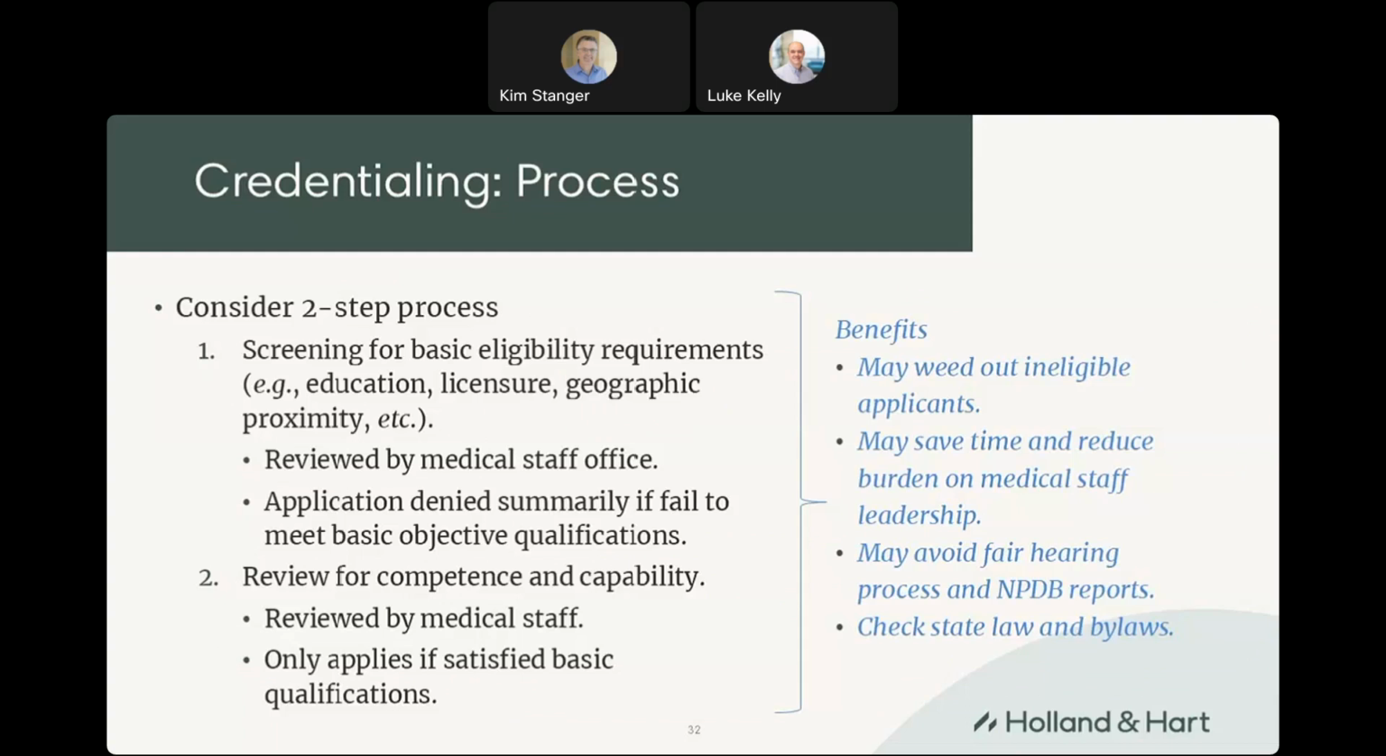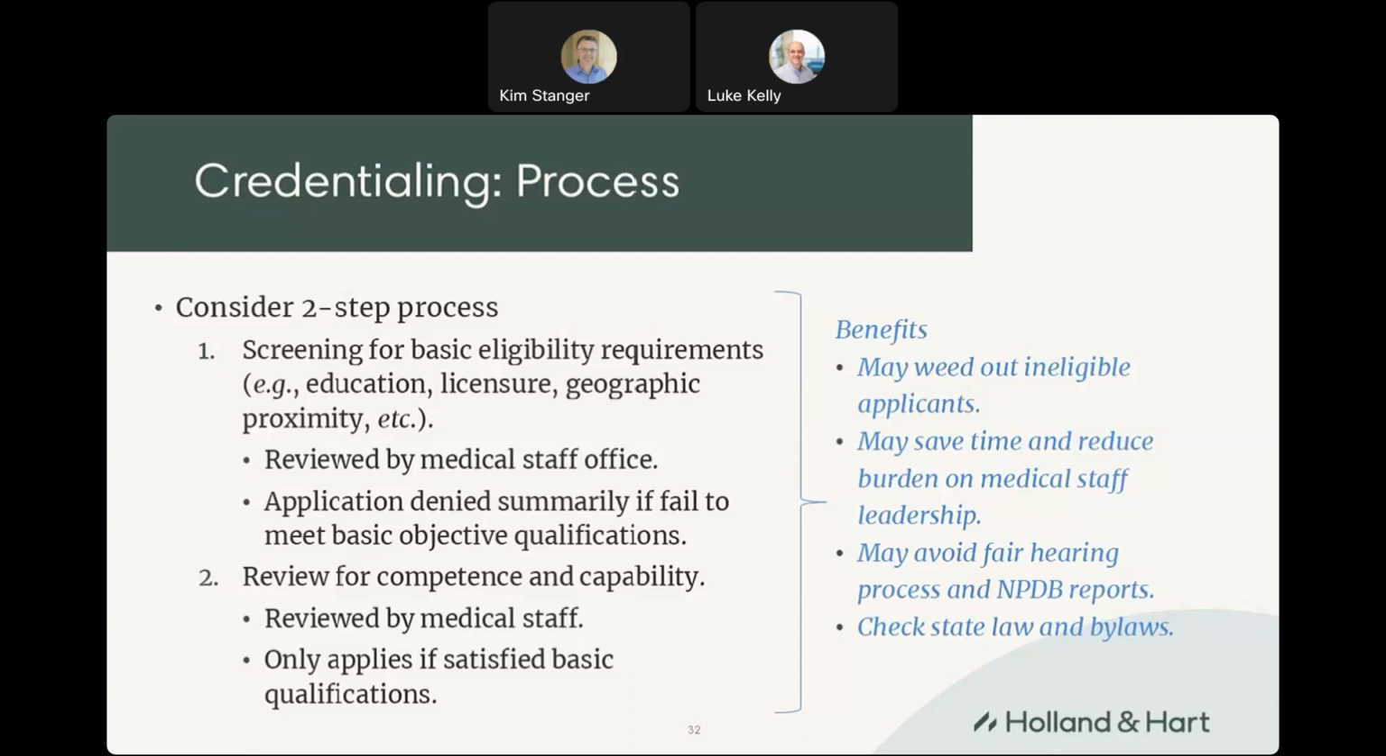On the other hand, assuming that they satisfy that process, then it goes to the medical staff for its review on the subjective factors. The benefit of this process is that it allows you to weed out ineligible applicants more quickly. It saves time and reduces the burden on the medical staff leadership so that they don't have to take a look at all this stuff if the person doesn't even satisfy basic qualifications.